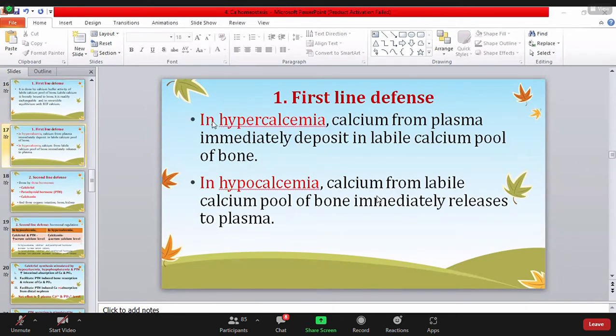So in a hypercalcemic state, hyper means more and calcemia means calcium concentration in blood. When calcium concentration in blood increases, calcium from the plasma is immediately deposited in the labile calcium pool of bone. And in a hypocalcemic state, that means when serum calcium level is low, at that time calcium from the labile calcium pool of bone is immediately released to plasma to maintain the serum calcium level normal.